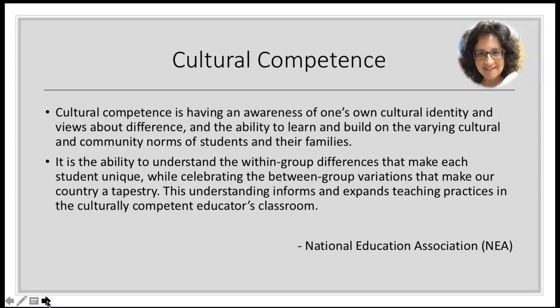So, if you could take a minute and read over this definition of cultural competence according to the National Education Association. I'm just going to pause for a second and let you do that.